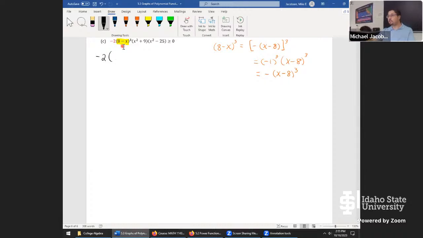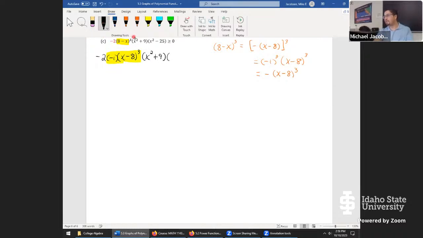8 minus x quantity cubed is going to be, oh, I need a little bit of extra space here. This is going to be x minus 8 cubed. And that's the -1 that we get as extra right here. So now we have a leading coefficient that's positive. This term has been corrected. I'll highlight that -1 as well to say that was the result of pulling out the negative. And everything else was just fine.